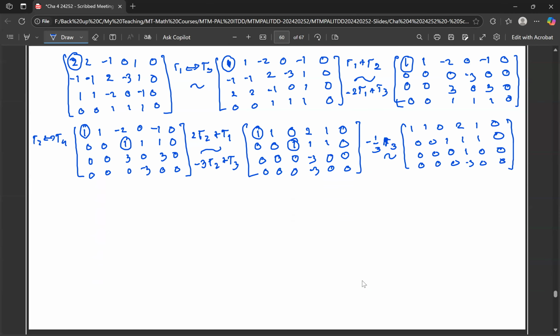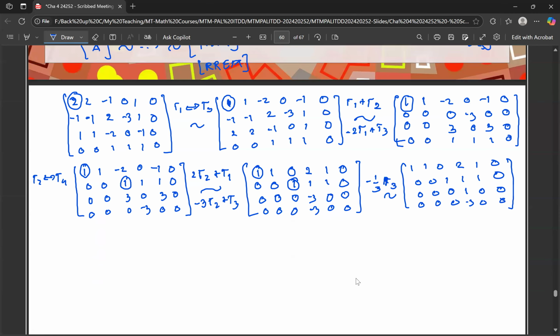Okay, we have row 4. We have this leading one, and this is another leading one. And we want to make this zero, this zero, and also this zero.